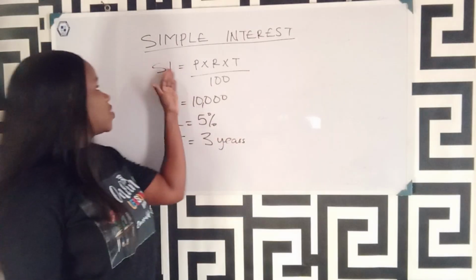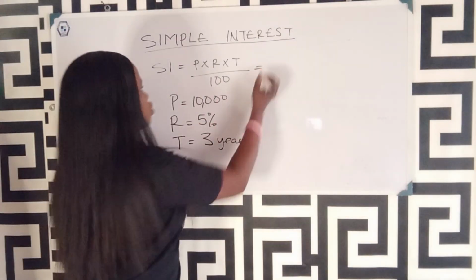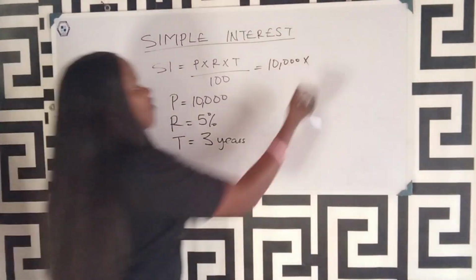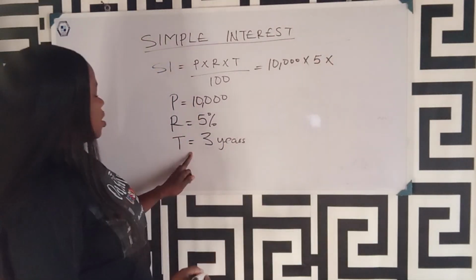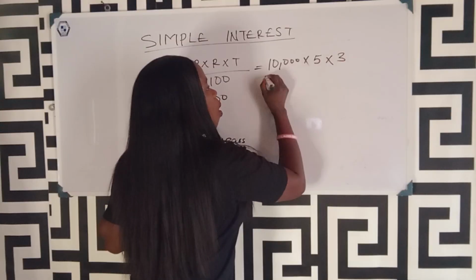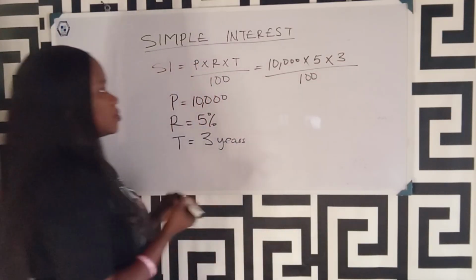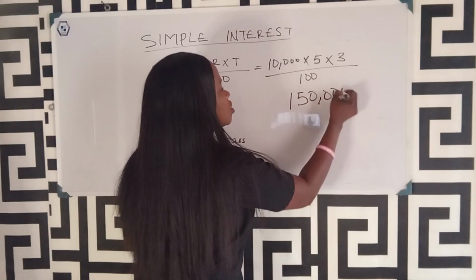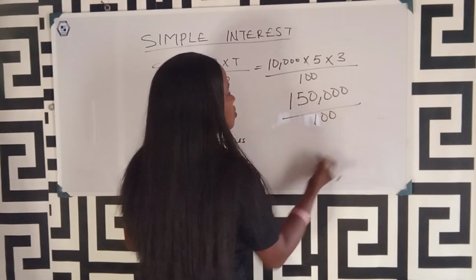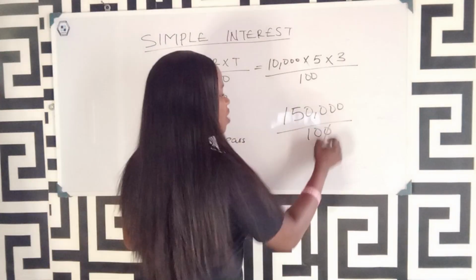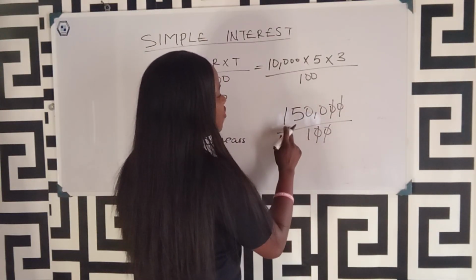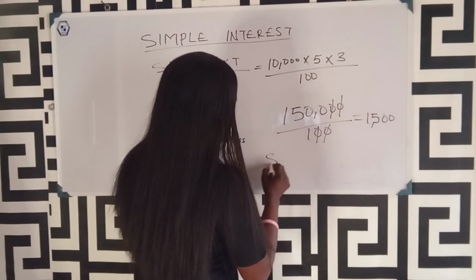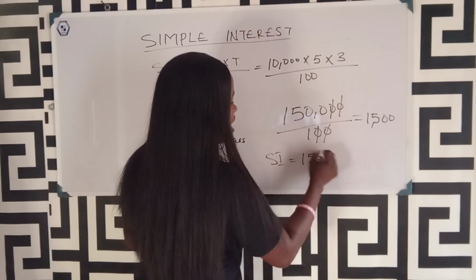So what we'll be doing is to substitute all of this. So this equals principal is 10,000 times rate is 5 times time is 3 all over 100. So all of this is equal to 150,000 all over 100. So I believe you know how to cancel. So we are having 1,500 as our simple interest. So simple interest equals 1,500.